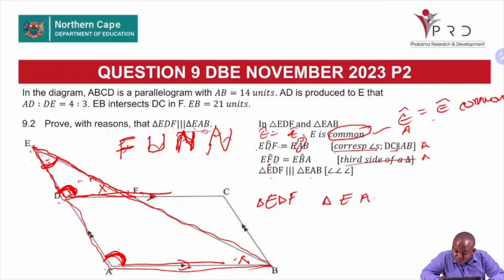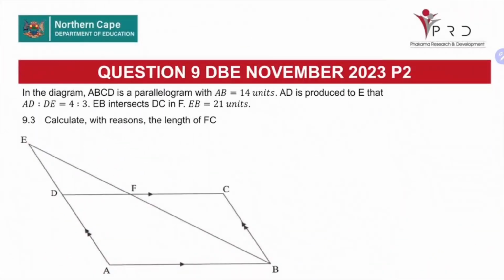Then it also goes with what? With B. Then we can say these two are similar in that case. Right. Now let us go to the next question. Now, when you're looking for the next question, they say calculate the length of FC.